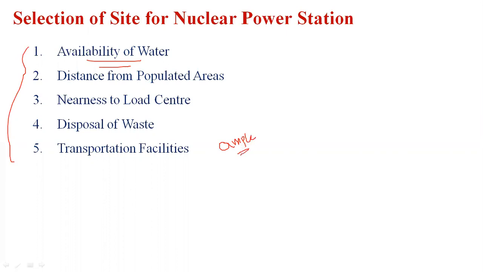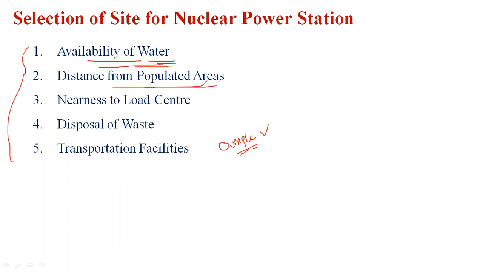But in the thermal power plant, a huge quantity of water is required. In the nuclear power plant, wherever ample water is available, at those particular places we can construct the nuclear power plant. This water is used as coolant in the heat exchanger to convert to steam, as well as for coolant purposes.